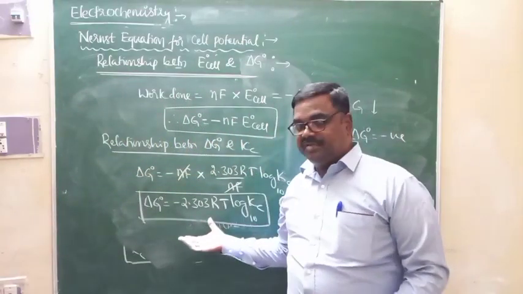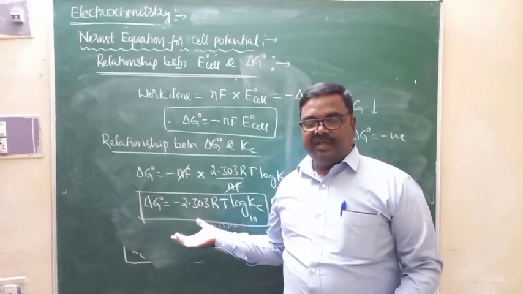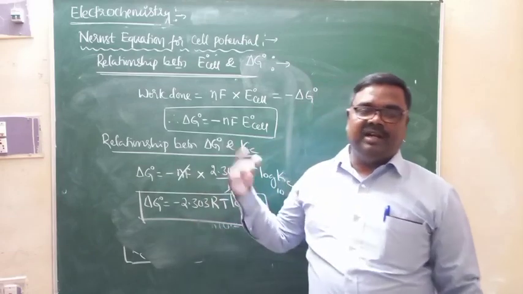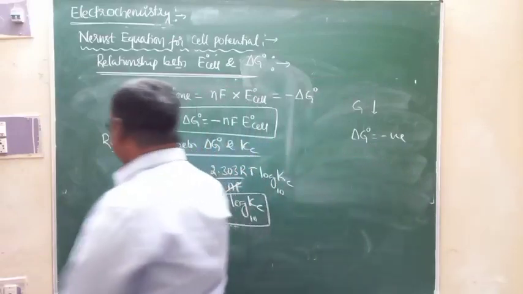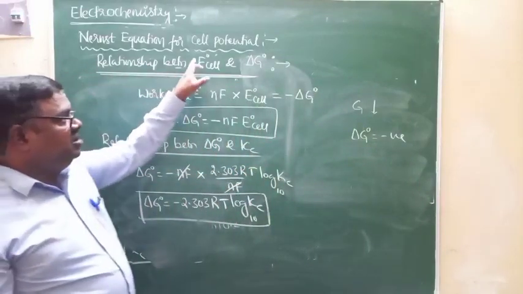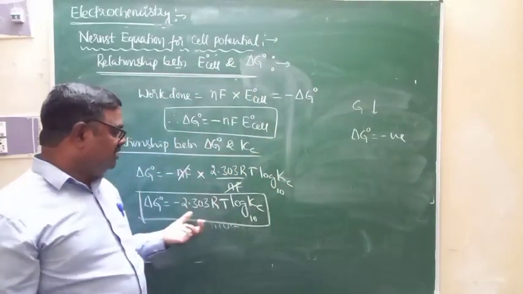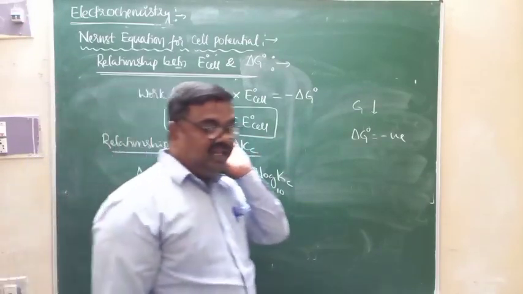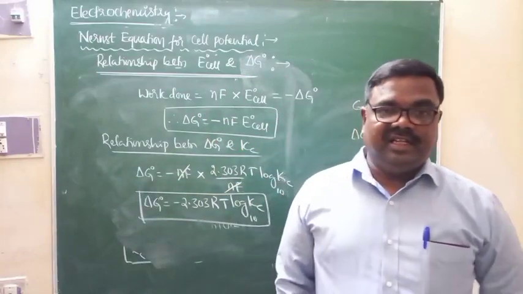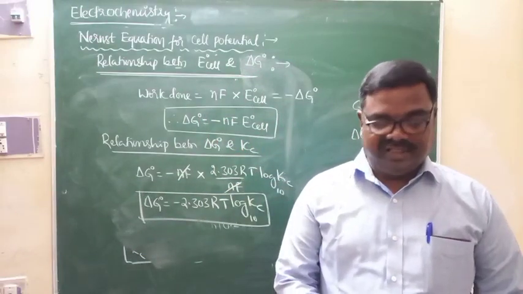You can use this expression again in electrochemistry under galvanic cells. So this is the relationship between E naught of cell and delta G naught, and the relationship between delta G naught and Kc. Now we'll go to the numerical problems on the Nernst equation.